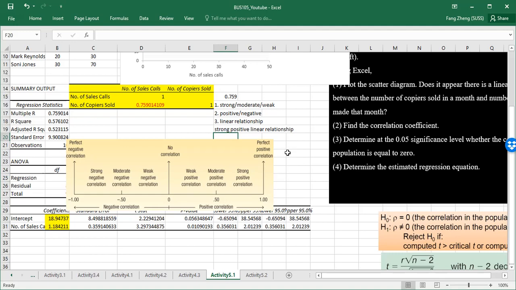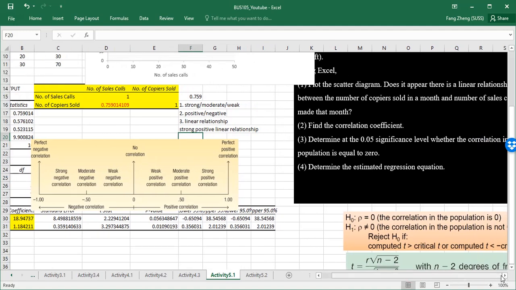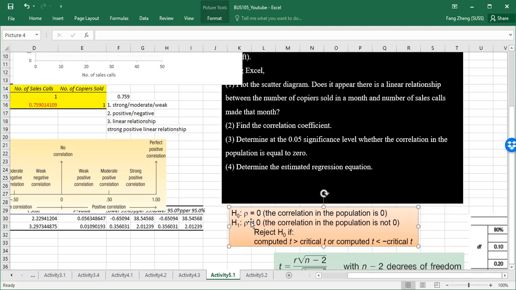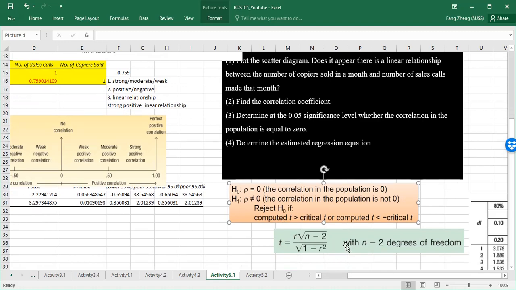Now question 3, to determine at the 5% significance level whether the correlation in the population is equal to 0 or not. This is a hypothesis testing question, so we can always follow the 5 steps. Here I just listed the key steps. The null hypothesis: rho equals 0, which means the correlation in the population is 0. The alternative hypothesis: rho does not equal 0. The significance level is 5%. Step 3 is to use this test statistic as I have shown here.